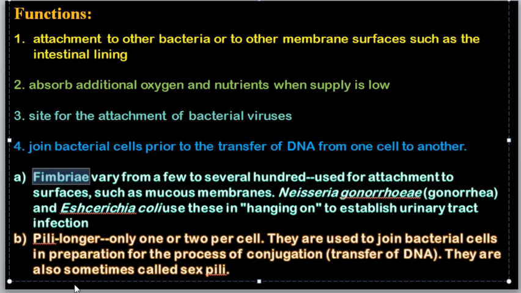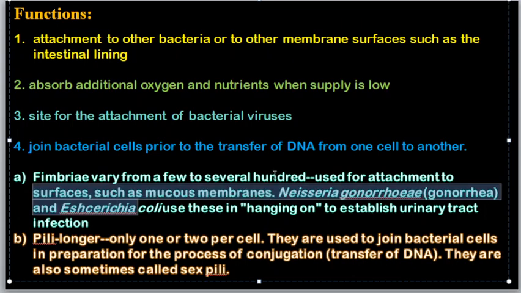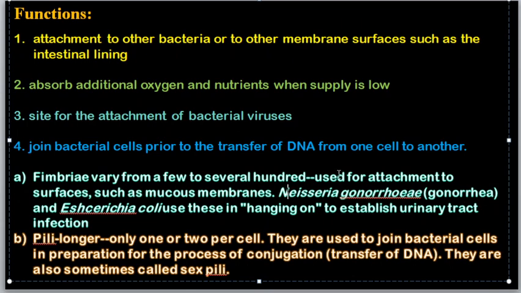So ito na nga, example natin. We have the fimbriae and the pili. Your fimbriae vary in number from a few to several hundred. Napakarami nila. They are very much plenty outside the surface of your bacteria. They are used for attachment to surfaces such as the mucous membranes of your intestines. One example natin dyan is your gonorrhea or Neisseria gonorrhoeae, and your Escherichia coli or E. coli. So these microorganisms use your fimbriae as a hanging on object to establish urinary tract infection.